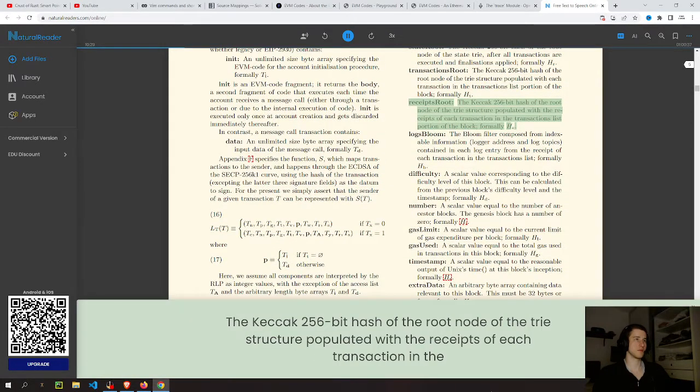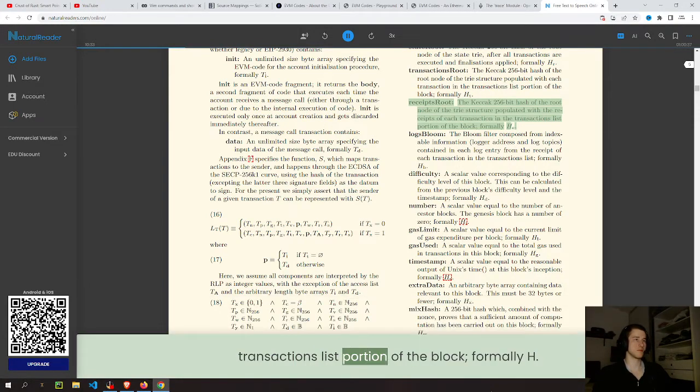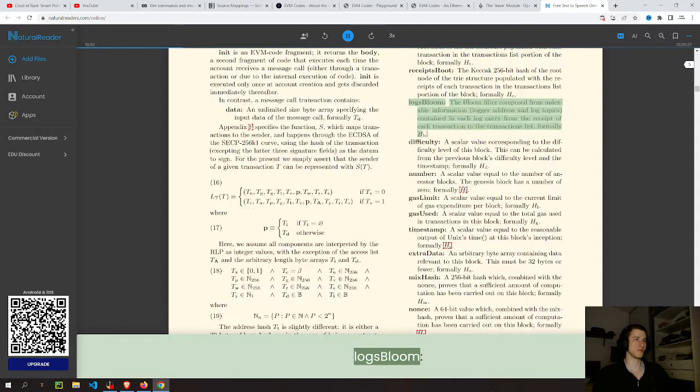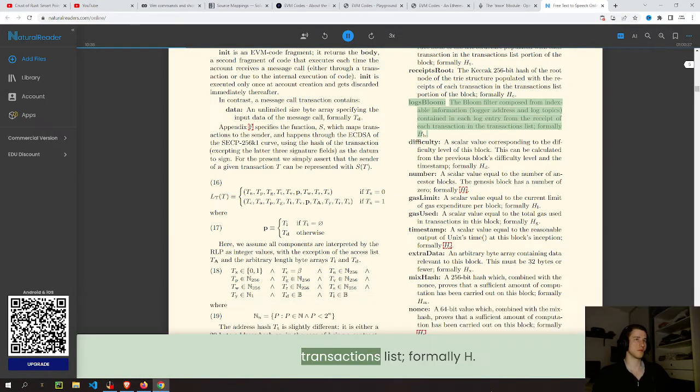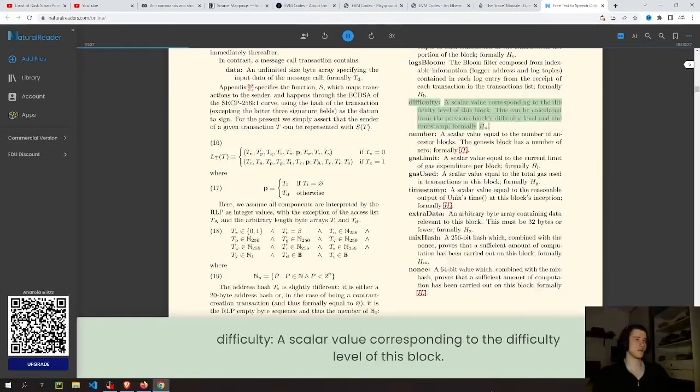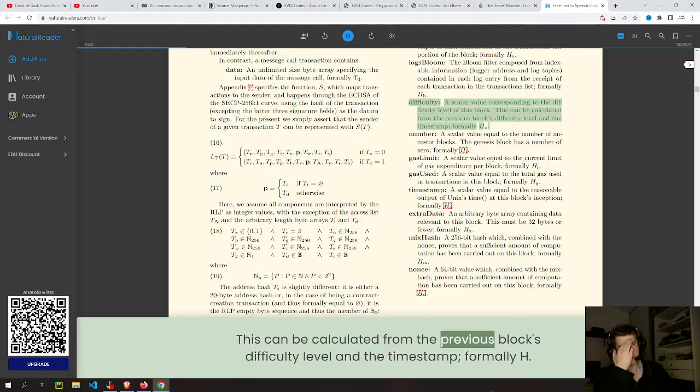Receipts root, the Keccak 256-bit hash of the root node of the tree structure populated with the receipts of each transaction in the transactions list portion of the block, formally H. Logs bloom, the bloom filter composed from indexable information contained in each log entry from the receipt of each transaction in the transactions list, formally H. Difficulty, a scalar value corresponding to the difficulty level of this block. This can be calculated from the previous block's difficulty level and the timestamp, formally H.